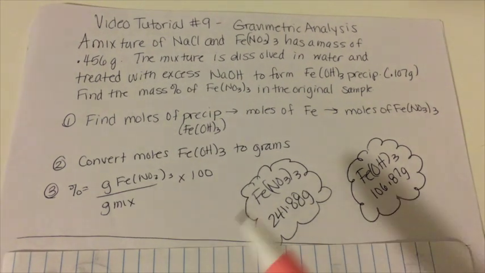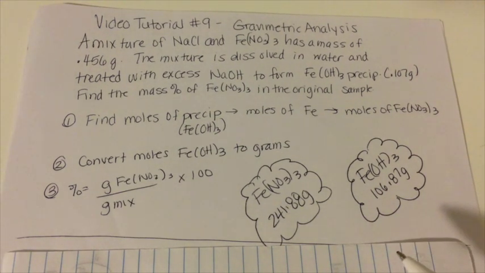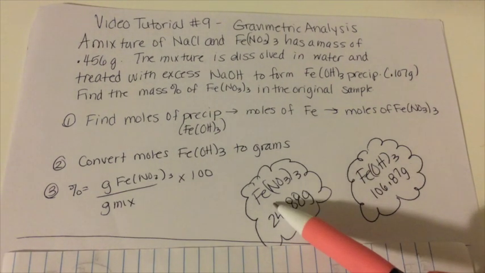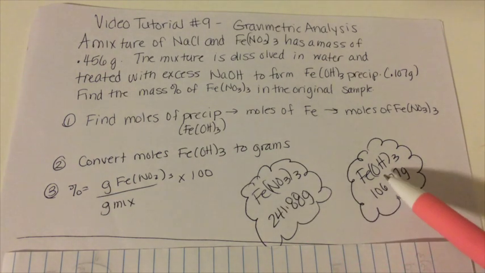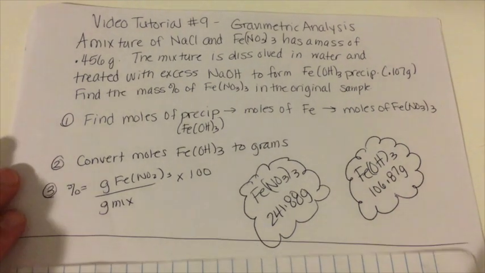So in order to do this, we're going to need our gram formula masses. I already figured those out. Gram formula mass of iron 3 nitrate we'll use at the end, which is 241.88 grams, and the gram formula mass of iron 3 hydroxide, which we'll use at the very beginning, is 106.87 grams.